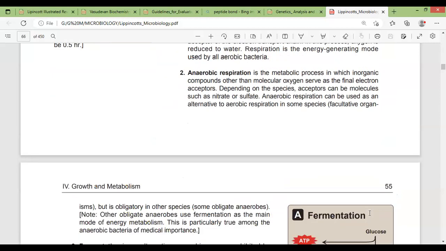Then in anaerobic respiration, there are two types of organisms. Number one, the ones we call facultative anaerobes. What it simply means is that if there is no oxygen, this organism can undergo anaerobic metabolism effortlessly, right? But obligate anaerobes, obligate means that this organism only undergoes anaerobic metabolism. It only undergoes anaerobic metabolism.